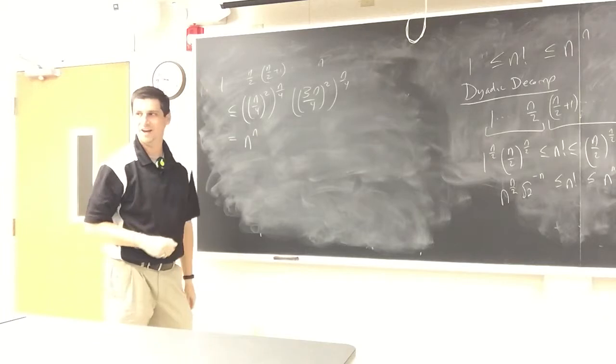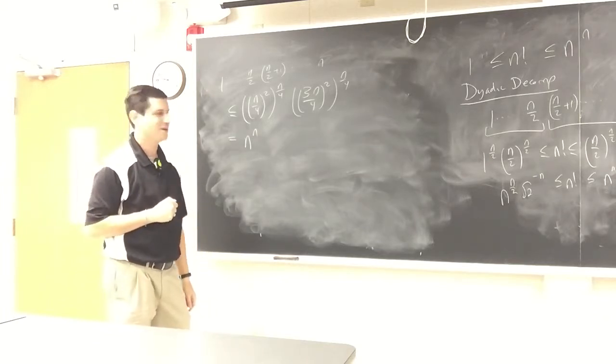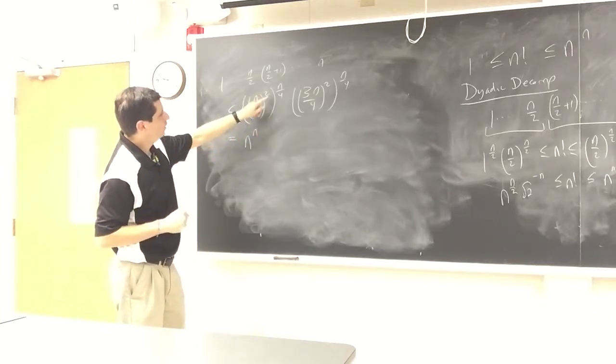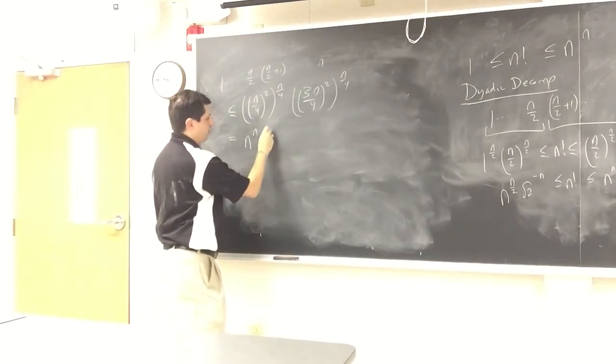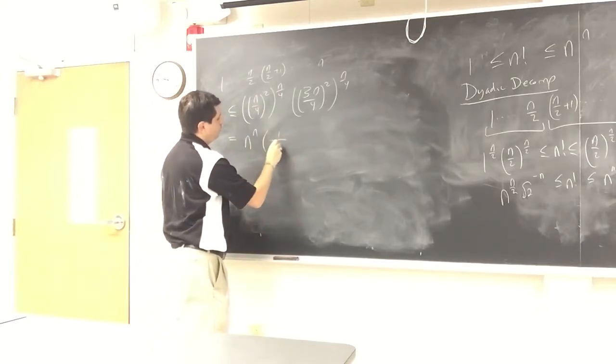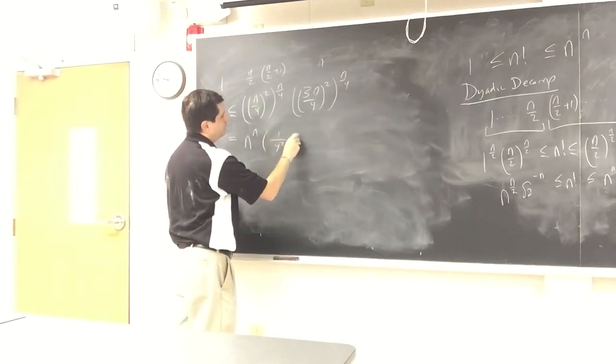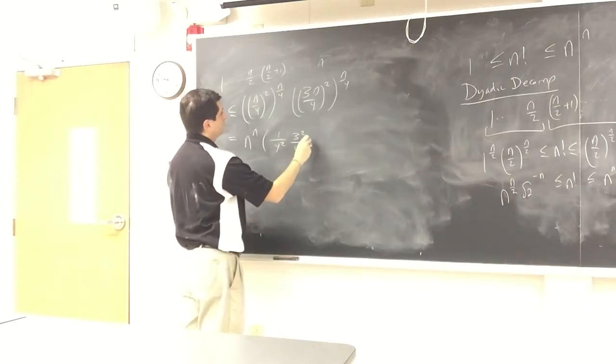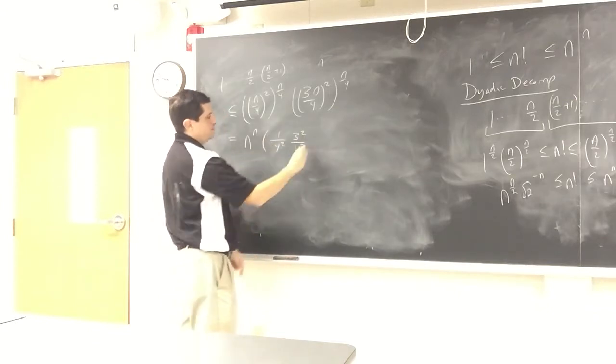Great. And now this is where I'm glad the student has Mathematica. So we have n to the fourth. So we've got 1 over 4 squared, and then we have 3 squared, 4 squared, to the n fourths.